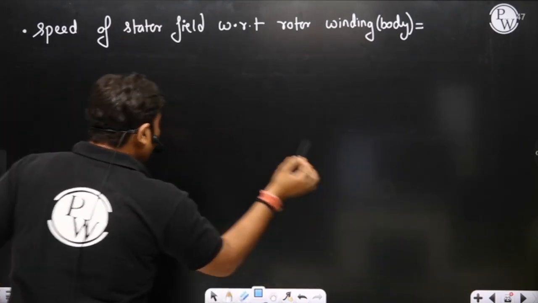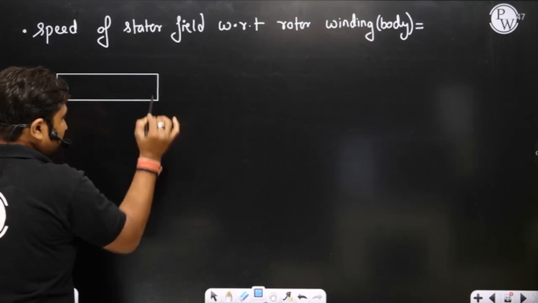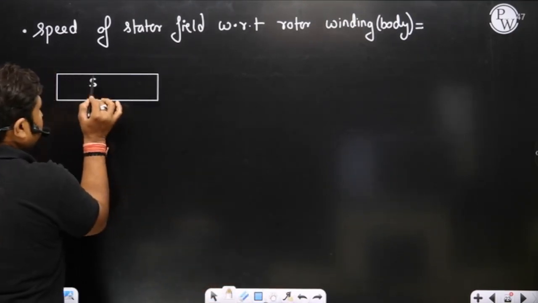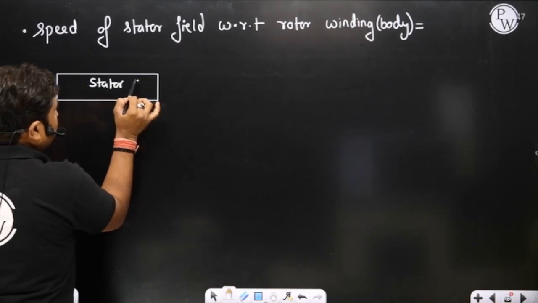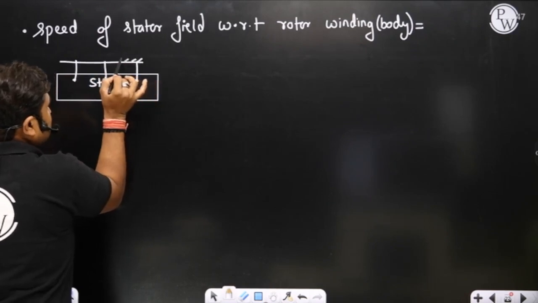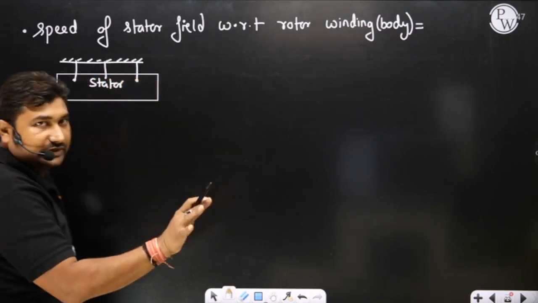I am just going to open the machine. Okay. Now please observe. This is your stator. Stator can't move. This is your stator. Stator can't move. Okay, sir. Stator can't move. So I am fixing that stator can't move.